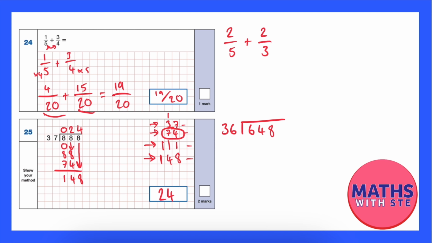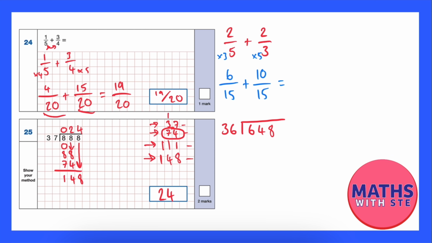Okay, so I've got 2/5 plus 2/3, so I'm just going to do times that one by 3, and I'm going to times that one by 5. So 2 times 3 is 6, and 5 times 3 is 15. And I've got to add that to 5 times 2, which is 10. And 5 times 3 is 15.